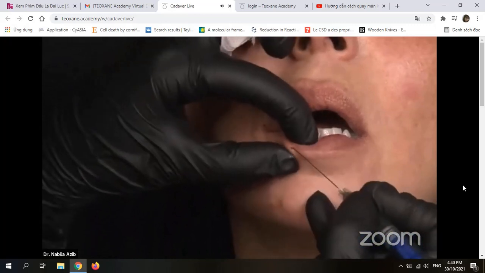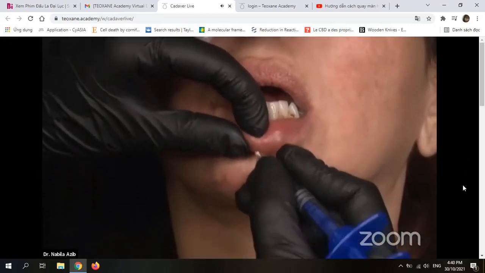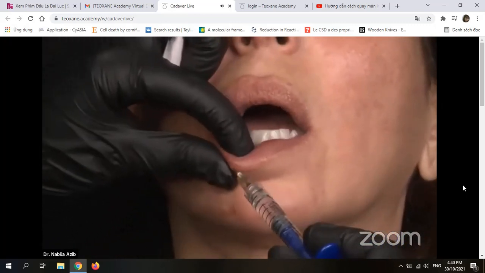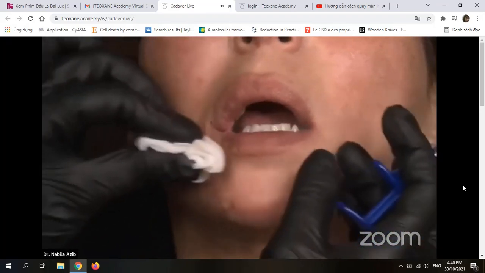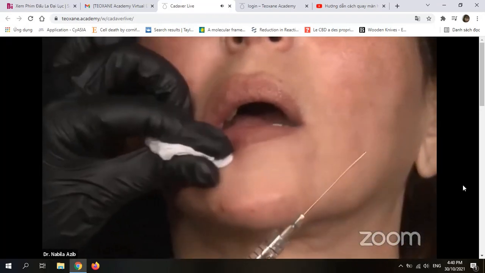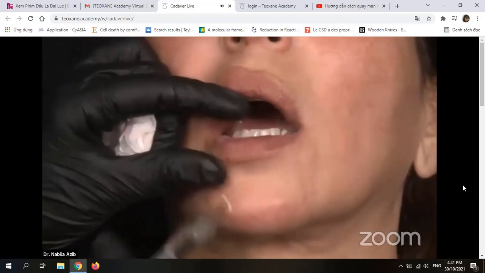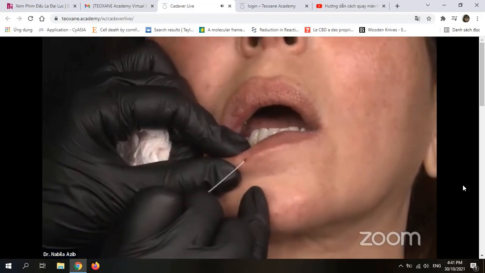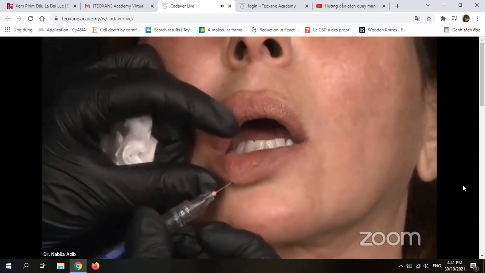And what about Teosyal Kiss? In what technique do you use this product? With the same technique, it has the same properties as the RHA 2 that I'm injecting here. Not RHA Kiss, but Teosyal Kiss. Ah, sorry. Yes, Teosyal Kiss. I cannot inject it that superficially. You see here, I'm very superficial.